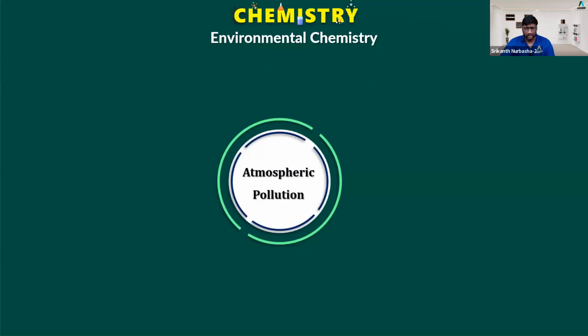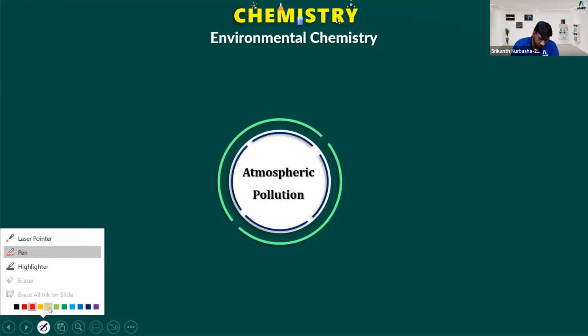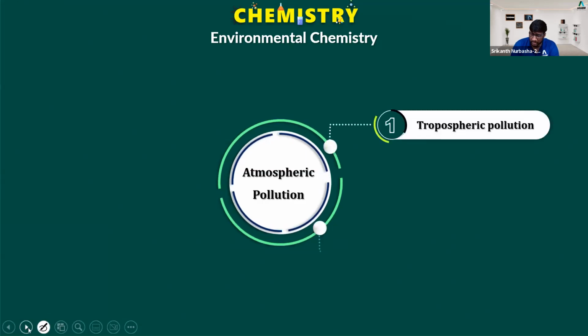So let us start the discussion without wasting any time. Last class, if you remember, we were discussing environmental chemistry. In that environmental chemistry, we have two different types of pollution, tropospheric pollution and stratospheric pollution. In tropospheric pollution, we have seen gaseous pollutants as well as particulate pollutants. Now we will start with the next discussion, stratospheric pollution.